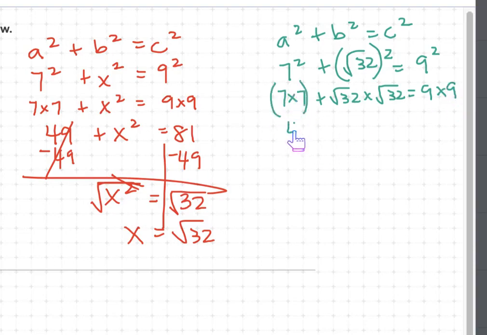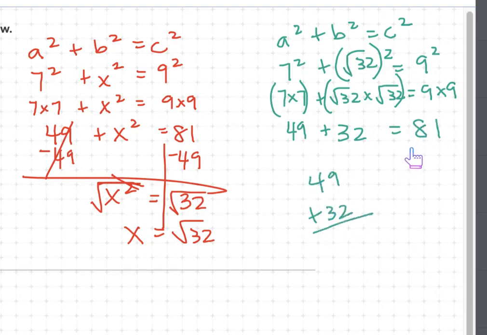7 times 7 is 49. Square root of 32 times square root of 32 would just become 32 because the square root, if it's multiplied by itself, will get to that actual number. We wanted to find a number that would multiply by itself to get to 32. So now it's being multiplied by itself, so it's going to get to 32 equals 81. 49 plus 32 should equal to the 9 times 9, which was 81.